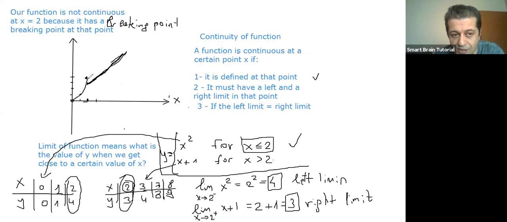Here we have a gap, if you see, because the left limit of the function for x equal to 2 is not equal to the right limit, because the left limit is 4, the right limit is 3. So there is a breaking point here. The function does not continue without interruptions. Therefore, we cannot find the derivative of the function in this point, and also the integral of the function in this point. That's why the continuity of function is very important.